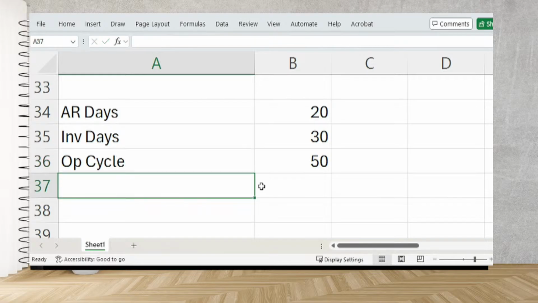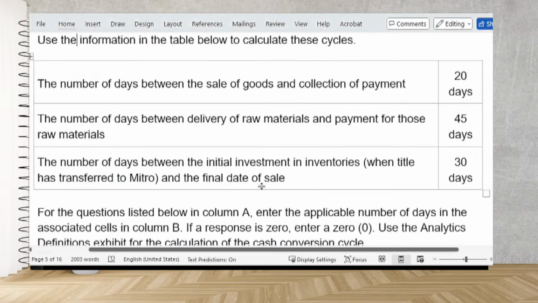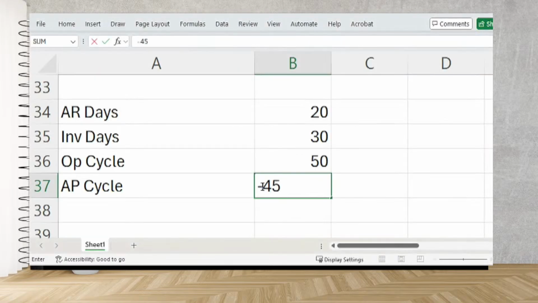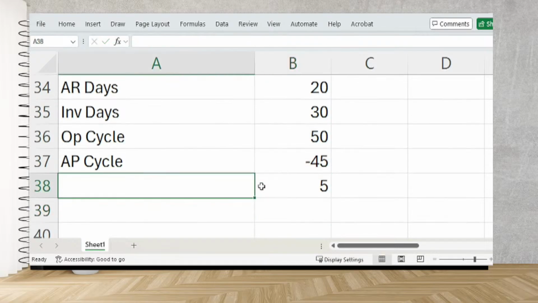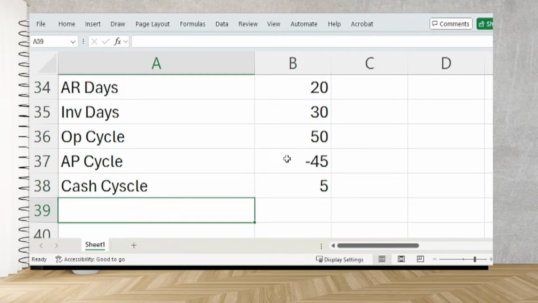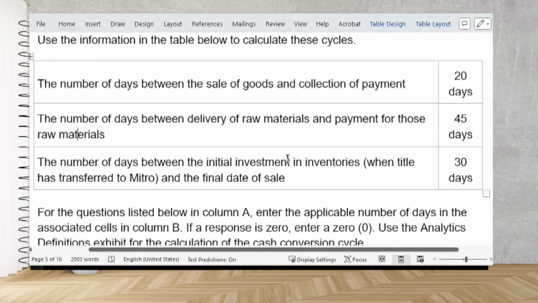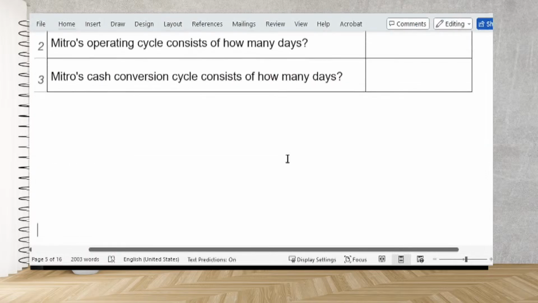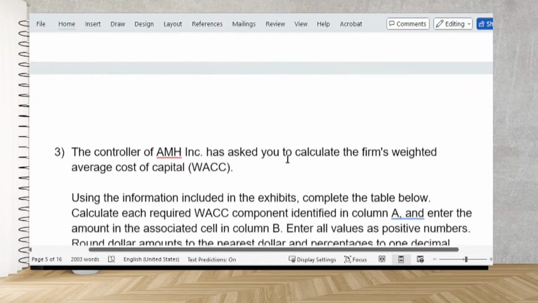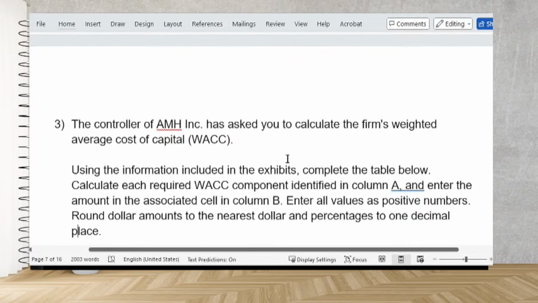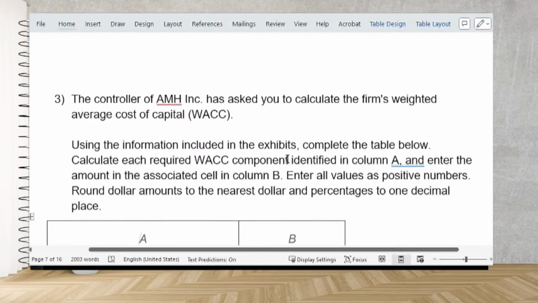Okay, then the AP cycle, that we need to reduce. How much? 45 days, minus 45. So the cash conversion cycle is 5 days. Okay. Yeah, so you can take again 10 minutes or 14 minutes to read this question so that we can solve it.